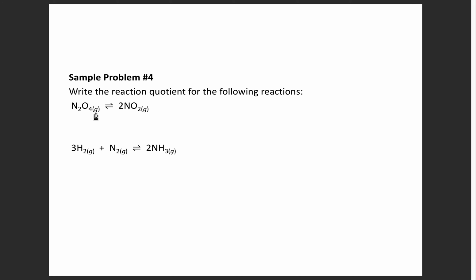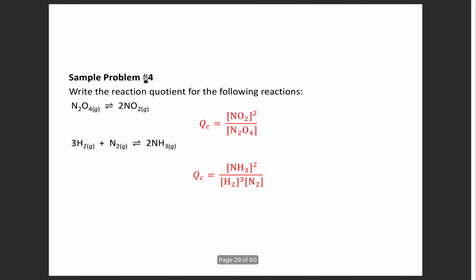So let's take a look at this first one over here. Now, again, you're always going to set it up products over reactants with the coefficients going up as exponents, okay? So go ahead and pause the video, see if you can figure that out based on our last example and see what you come up with. Now, if you went ahead and gave it a shot, let's take a look at what our answers are going to look like. All right, so here we go.